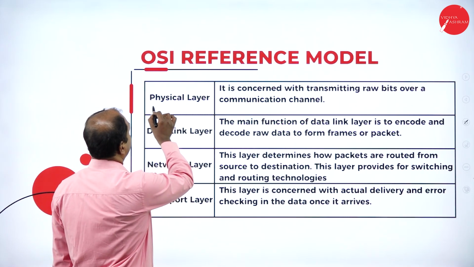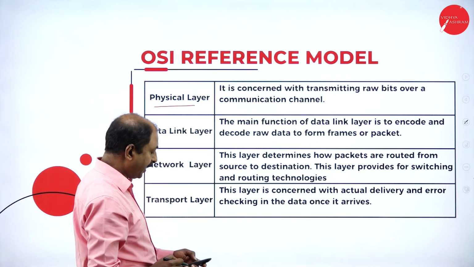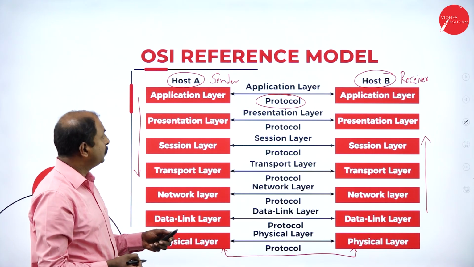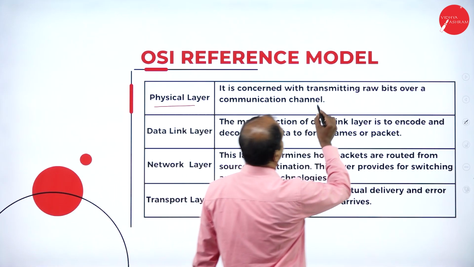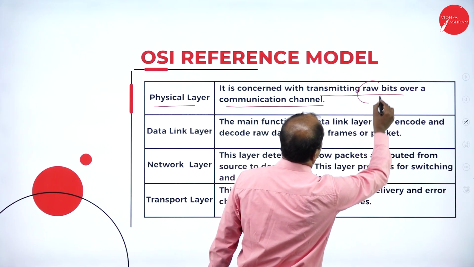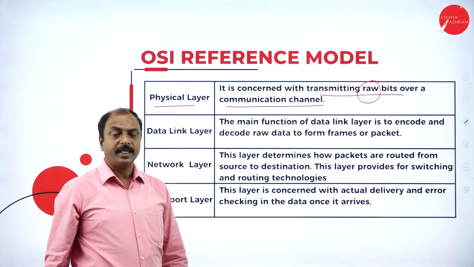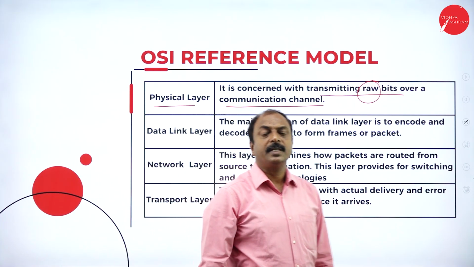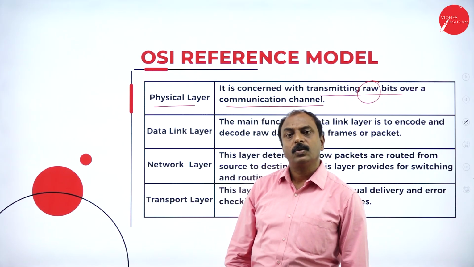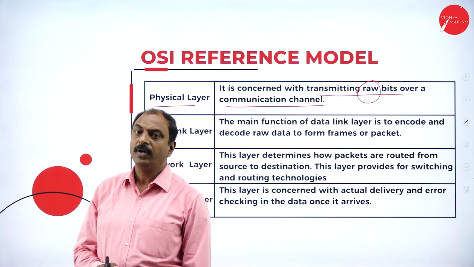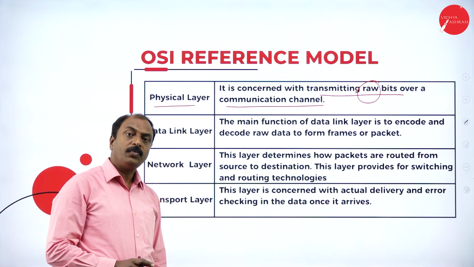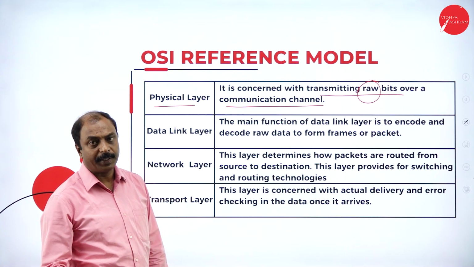The first one is the physical layer. As we have seen in the previous slide, I am talking about this physical layer. The physical layer is concerned with transmitting raw bits over a communication channel. What is the meaning of raw bits? Our computer is a digital computer, so data has to flow in the form of binary numbers, as digital data. Digital data is in the form of binary numbers or a combination of binary numbers.